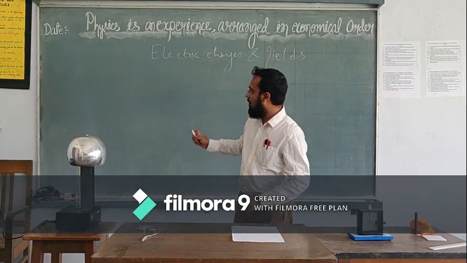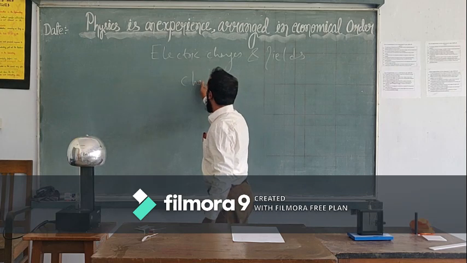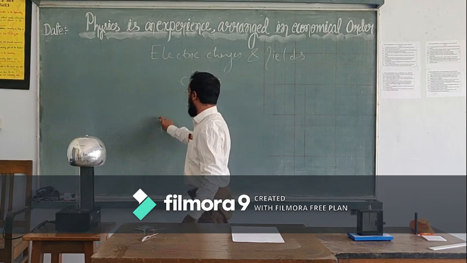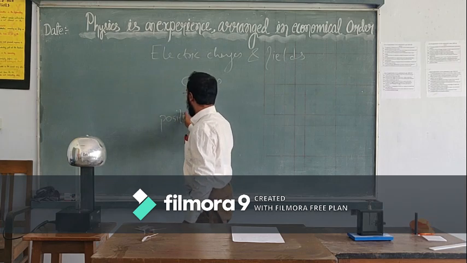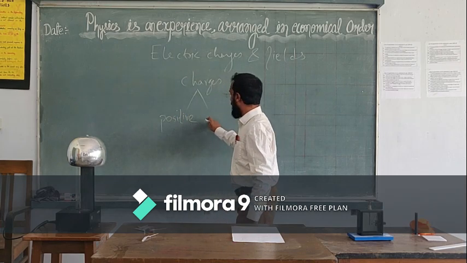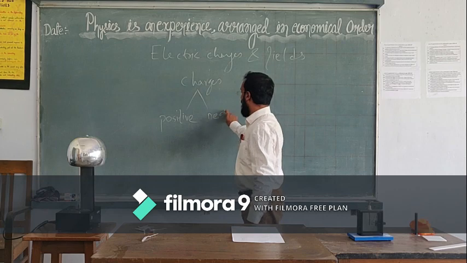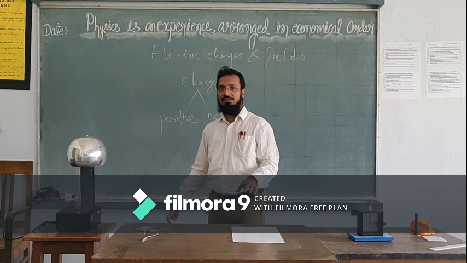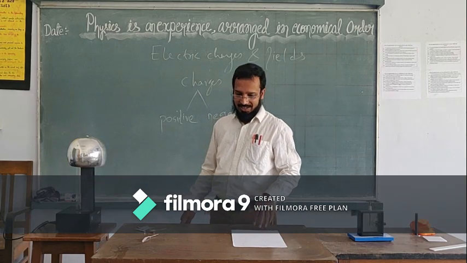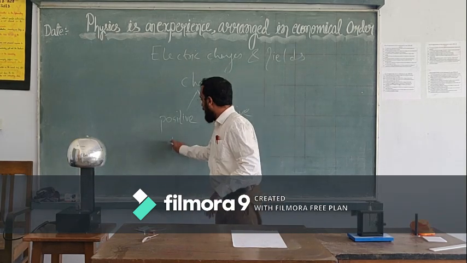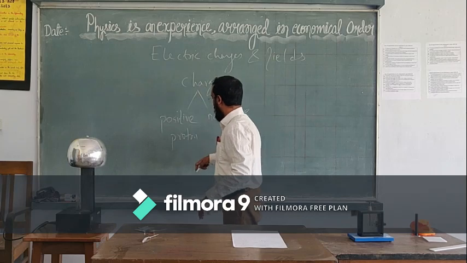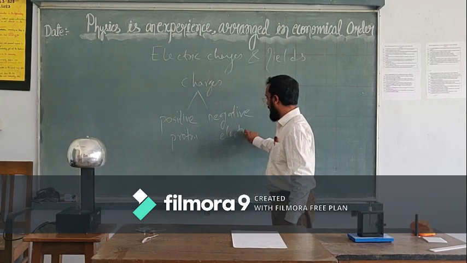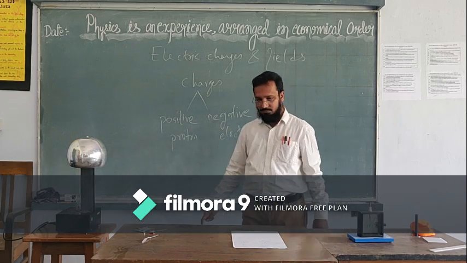Now, about charges, there are two types of charges, as you know. One is the positive charge and the other is negative charge. Conventionally, we say proton has a positive charge and electron has a negative charge.